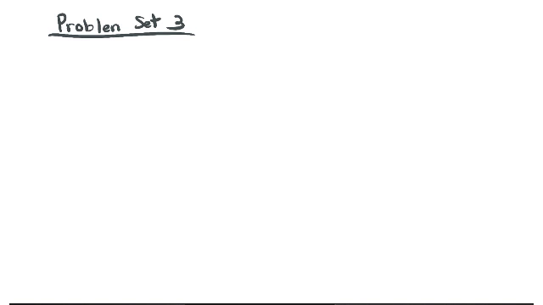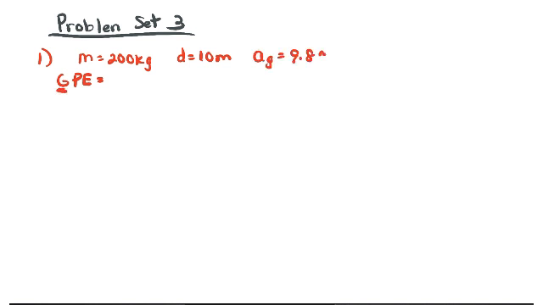All right, so question 1, problem set 3. There are 5 questions, so it's not much. Number 1 says you have a mass of 200 kilograms. It says that it's going to be lifted a distance of 10 meters. It says find the potential energy of this system. Potential energy equals, now it's gravitational since we're lifting it up.